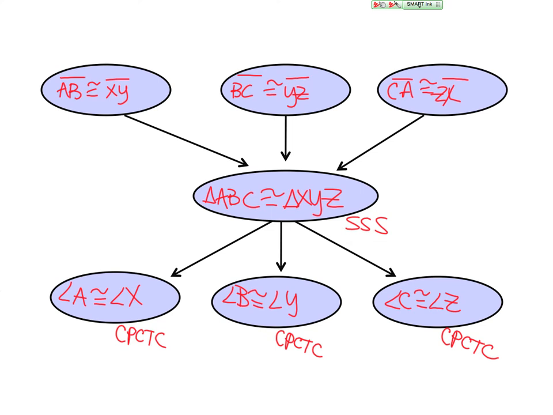And then maybe we have to do something more with it, but to get from the triangles to something more, we're going to be using the CPCTC. Corresponding parts of congruent triangles are congruent. So that's kind of the order that things would happen.